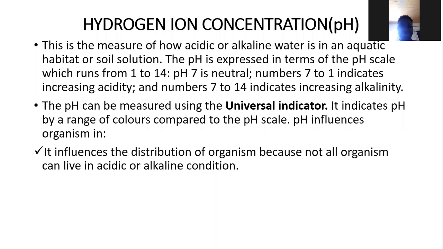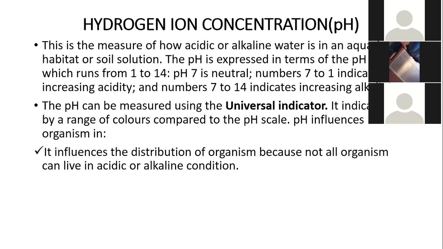Now, how does this pH influence organisms in their habitat? One, it influences the distribution of organisms because not all organisms can live in an acidic or alkaline condition. It's believed that plants best survive in an alkaline medium as compared to an acidic medium. Not all organisms can survive in an acidic medium.